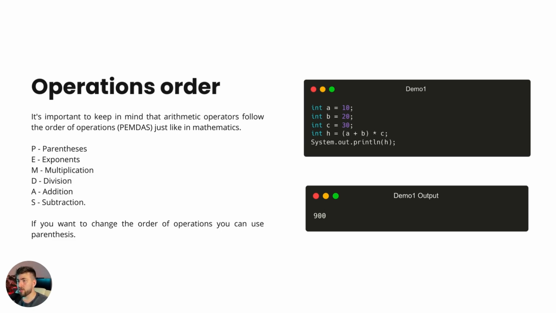As you can see in the demo, we declared three variables, a, b, and c. After that, we declare the fourth variable called age, and age equals the sum of a and b multiplied by c. In this particular case, we don't want to multiply only b. We want to multiply the sum of a and b. Thus, we use parentheses. That concludes our discussion on arithmetic operators in Java.